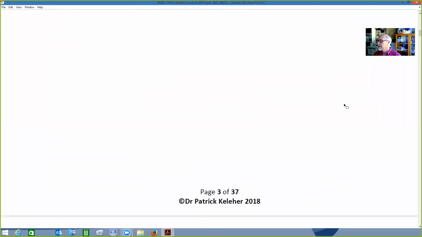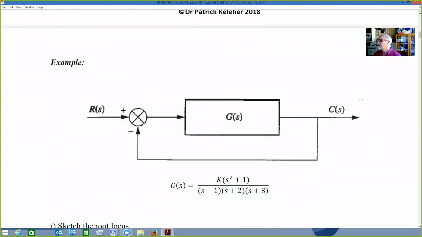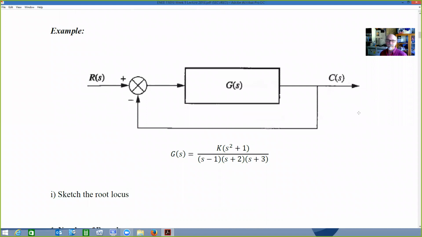So, first thing we need to do, we're going to consider this particular feedback function. As you can see, it's got unity feedback, so H(s) is going to be equal to 1, but our transfer function G(s) is equal to K(s squared plus 1) divided by (s minus 1)(s plus 2)(s plus 3). So those three factors, nice and easy. Now, again, they won't always be factorized, so before you begin anything, you might need to factorize that particular denominator. So I just made life a little bit easy for you at the moment.